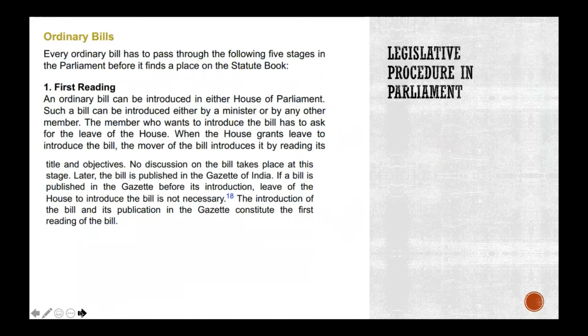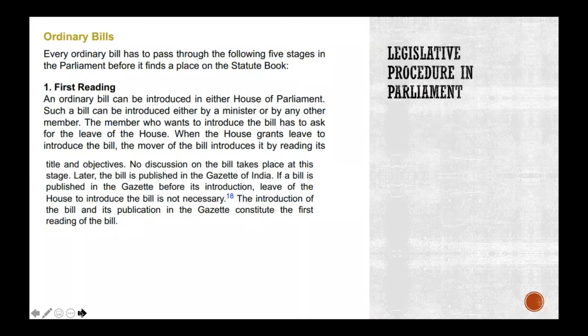Simple majority. Can you give me an example, Aishwarya? Not to put you on the spot, but in case you want to. Fifth and sixth schedule, if you want to make any changes in the fifth or sixth schedule. Excellent, that is your simple majority. Next, special majority: fundamental rights and DPSP. Excellent.